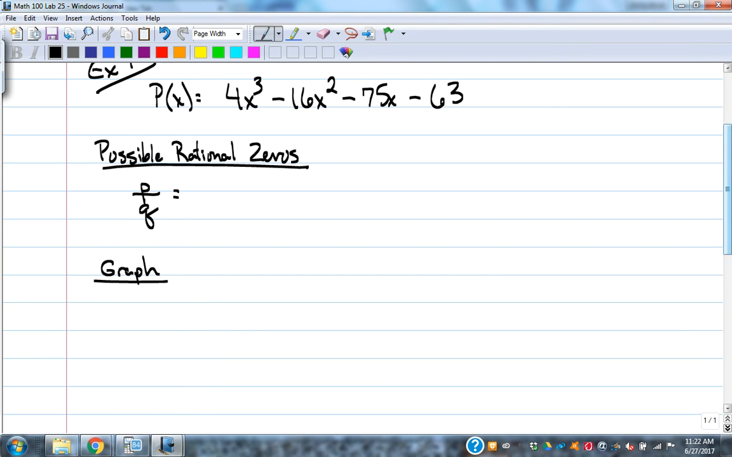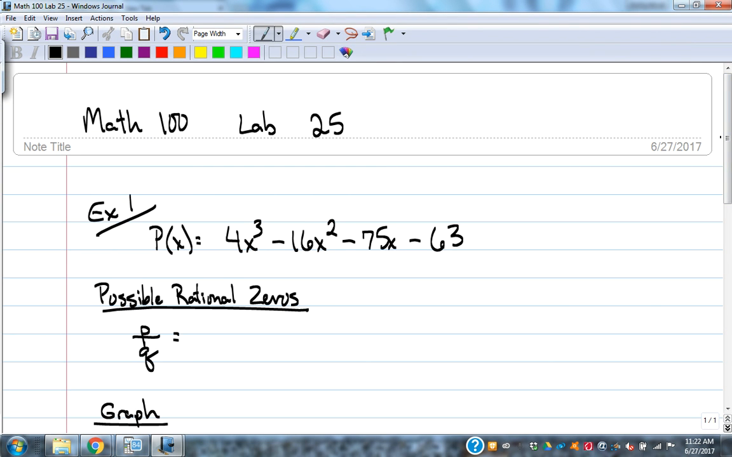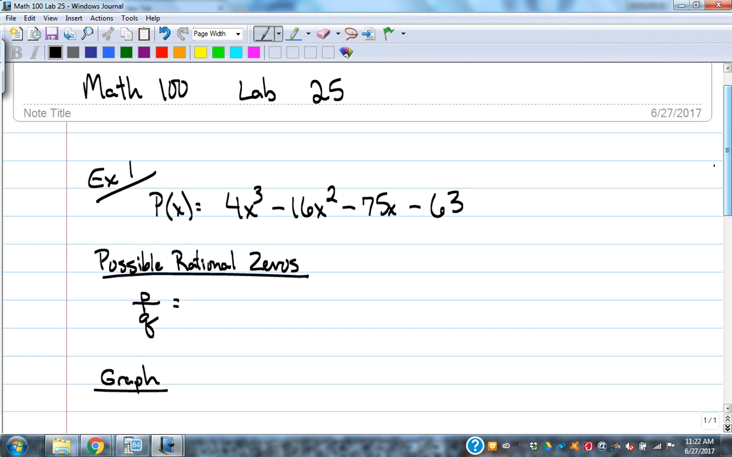Math 100, looking at lab number 25. This lab is very similar to lab 24. Normally I would combine these two, but let's look at this one. It's the same idea. You've got a polynomial, and we want to talk about all the possible rational zeros for that polynomial, and then find the actual zeros of that polynomial and write it in factored form.